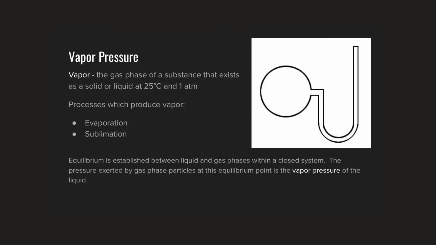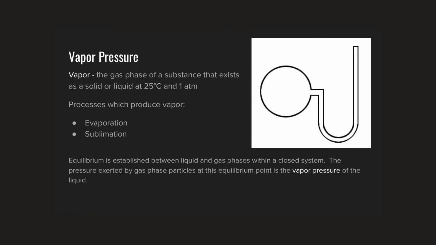So it's not just evaporation that can produce gas phase vapor, but also sublimation. Even in the solid phase, species will have some tendency, just due to random thermal motion, to gain a little bit of kinetic energy in a collision between particles in the solid phase, allowing them to escape out of the solid phase into the vapor phase. So again, we expect to see an equilibrium established between liquid and gas phase species within a closed system, or between solid and gas phase species.